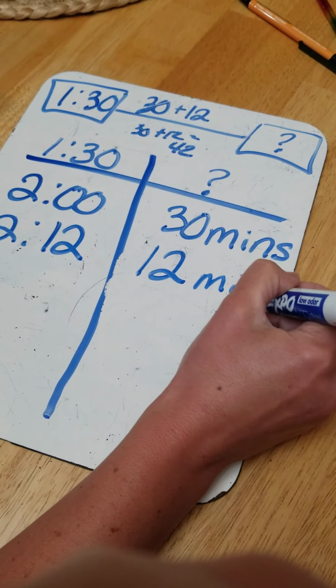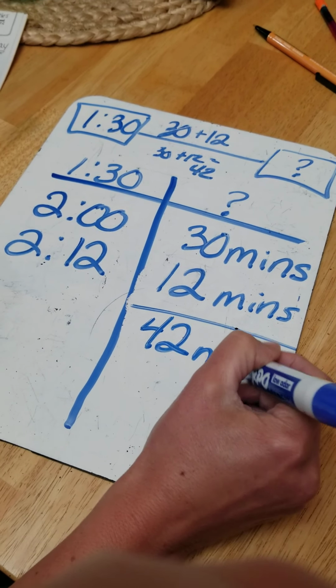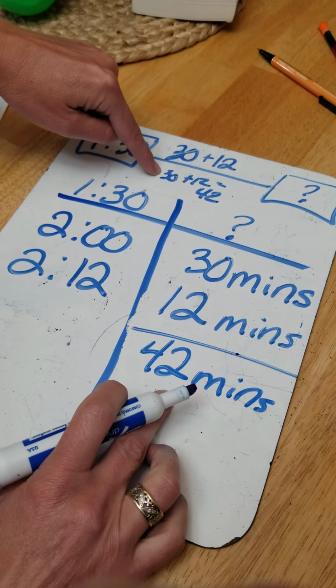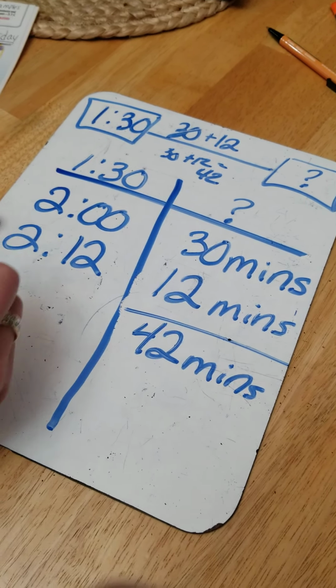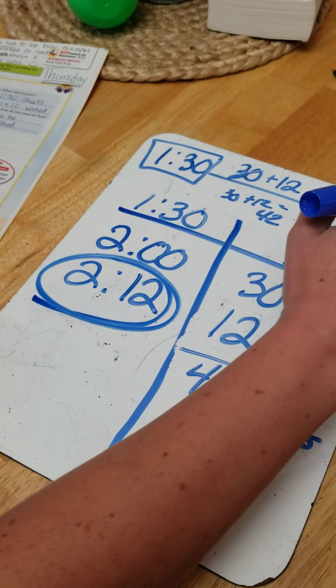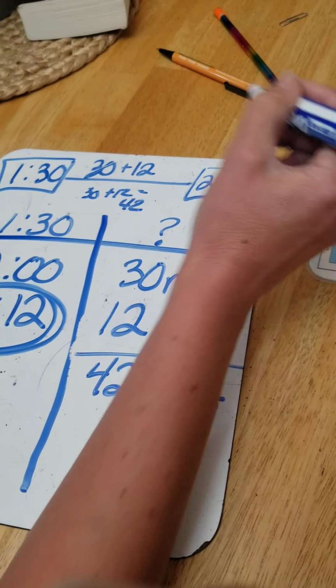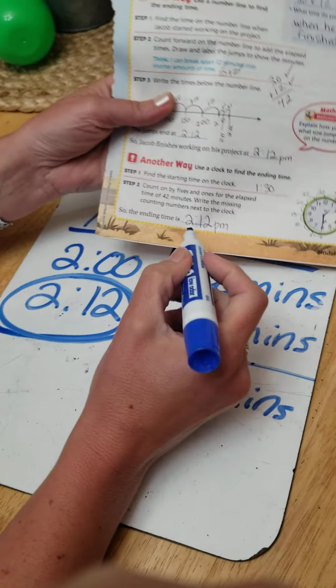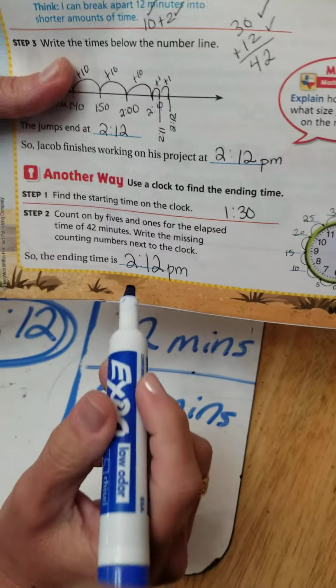12 minutes later gives you 42 minutes. 42 minutes match up here with 42 minutes. Perfect. So what was our end time? Our end time is 2:12. So we know now that the end time was 2:12. Look at that. Ta-da! That is our answer right there of 2:12.